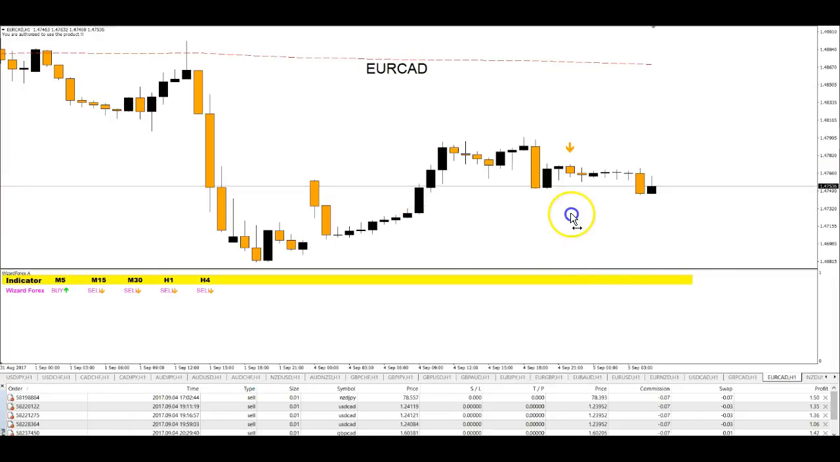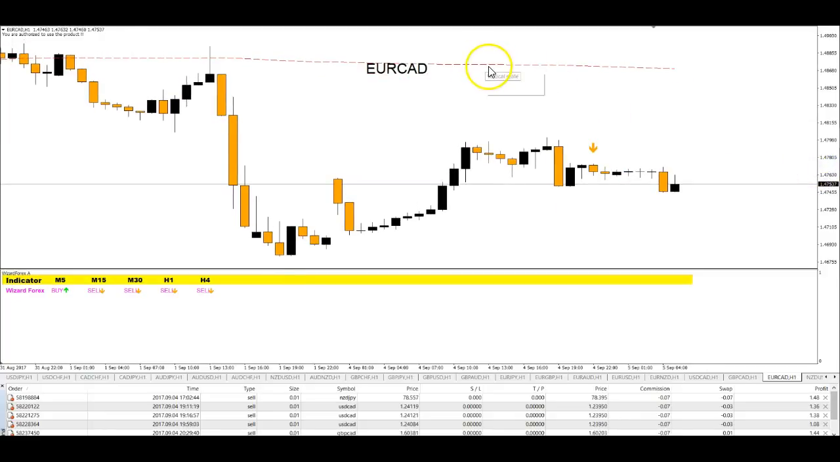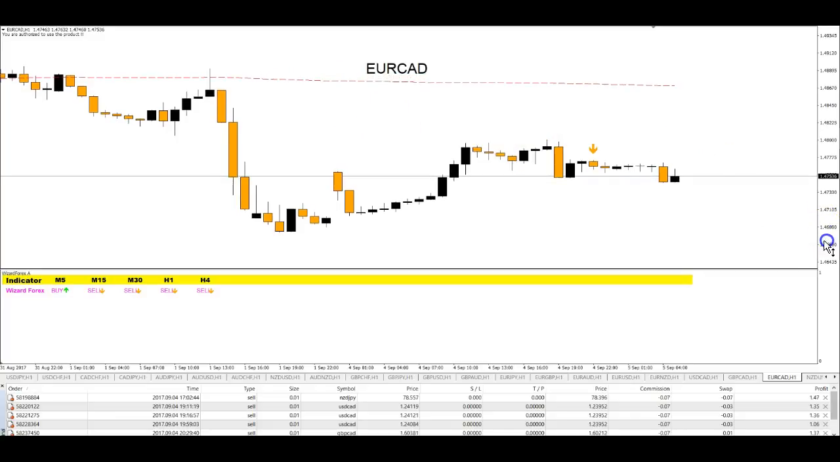Here is another trade. This one is Euro Canadian. Notice this perforated line up here. This is a 200 moving average line, and that will guide me. It tells you the overall direction of the market. On the 1-hour, 4-hour, and daily chart, the 200 moving average line is above price, so I know that I should be looking for signals in the direction of the trend.